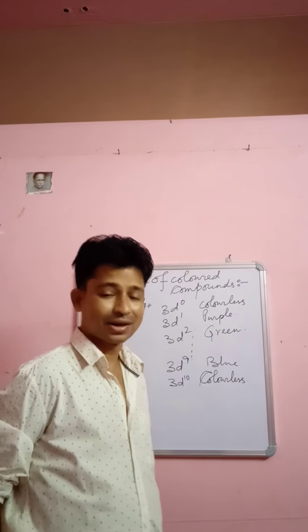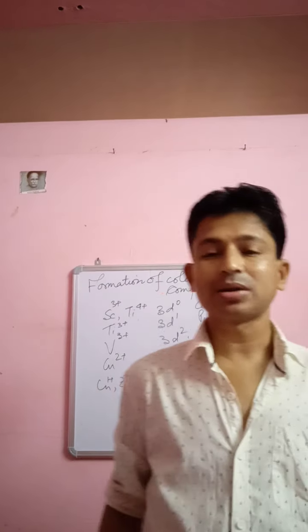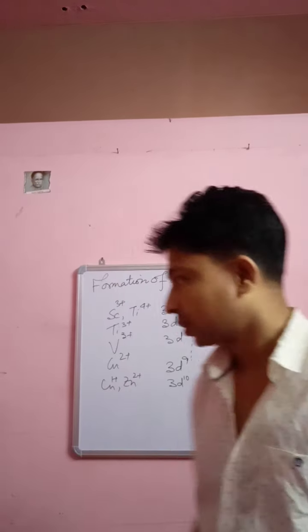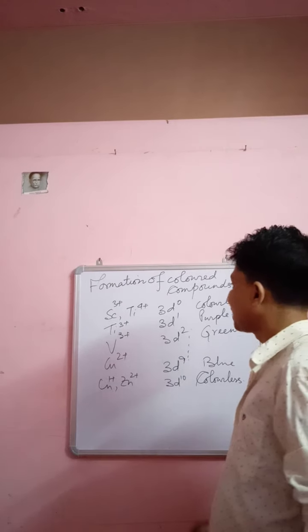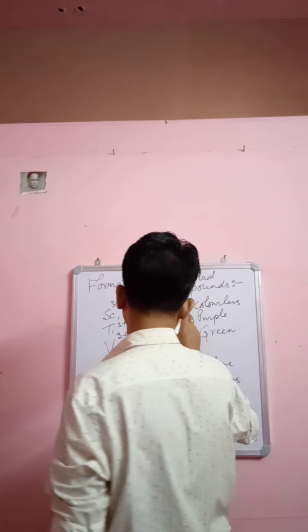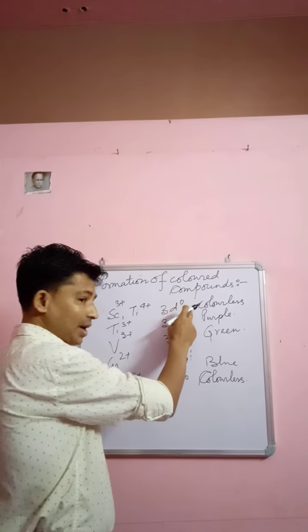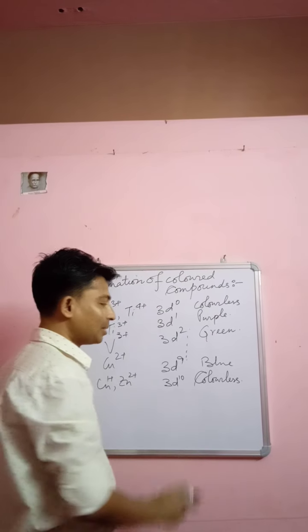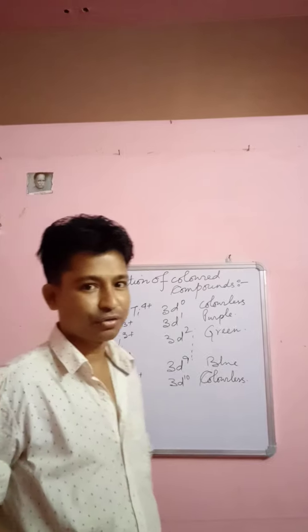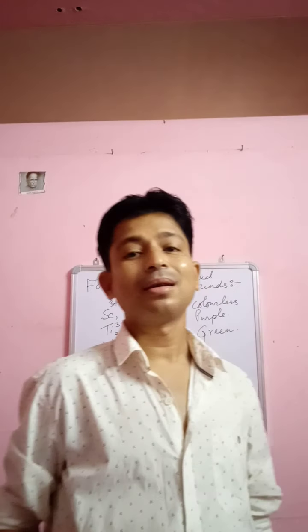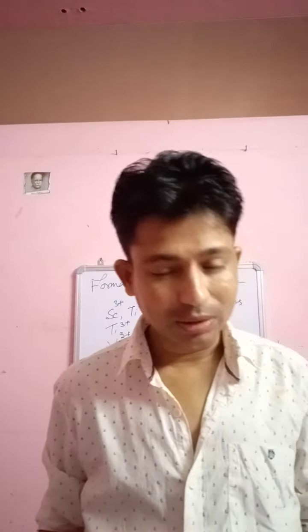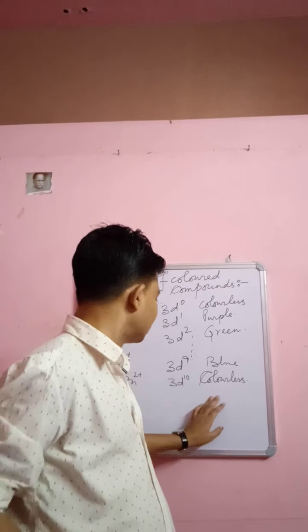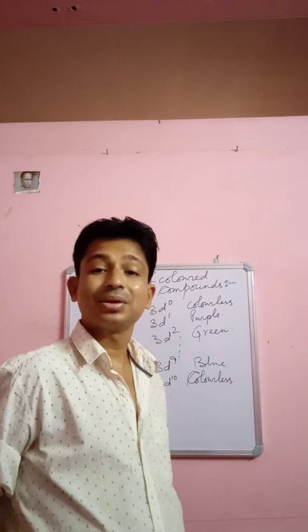Is it clear? So the transition elements form colored compounds because of d to d transition. But where there is no possibility of d to d transition, meaning where we have 3d0 configuration and 3d10 configuration, there is no possibility of the formation of colored compounds. The compounds become colorless.